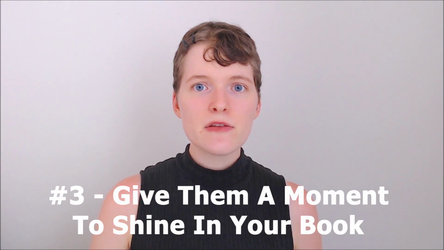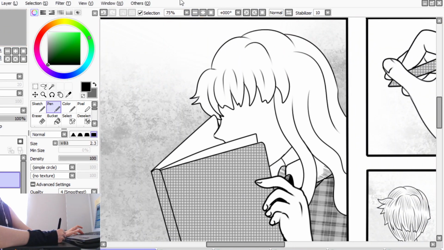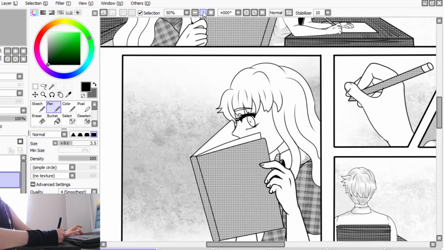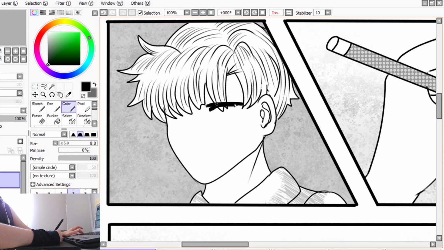My third tip is give them a moment to shine. Consider how you can give your Deredere character the opportunity to shine in your story. I think this is such a fun character type to write about, and they are the kind of character that really helps to cheer up people around them, and this is usually what will happen when they have a moment to shine in the story.